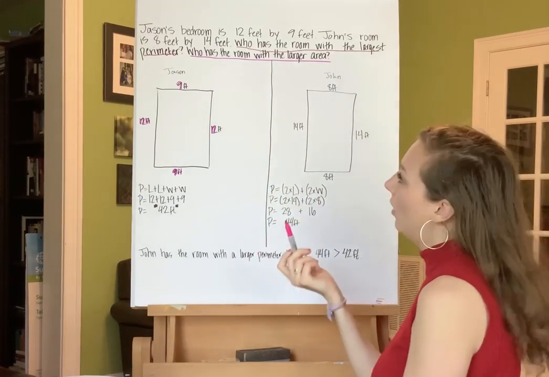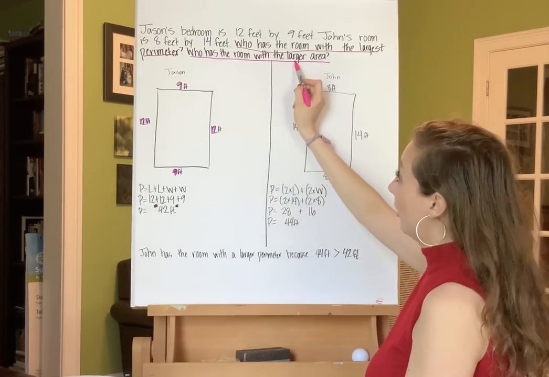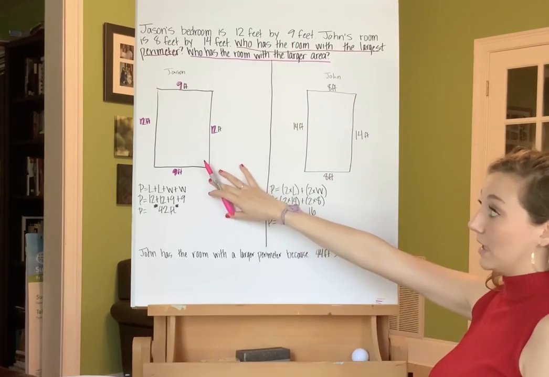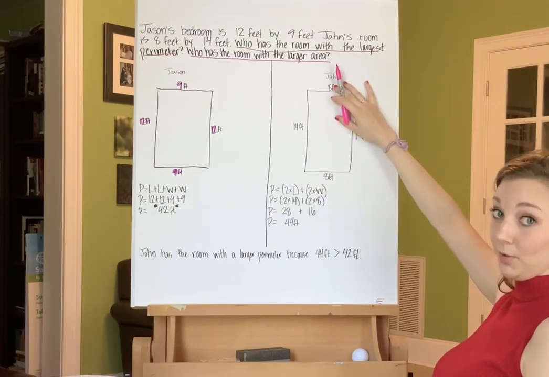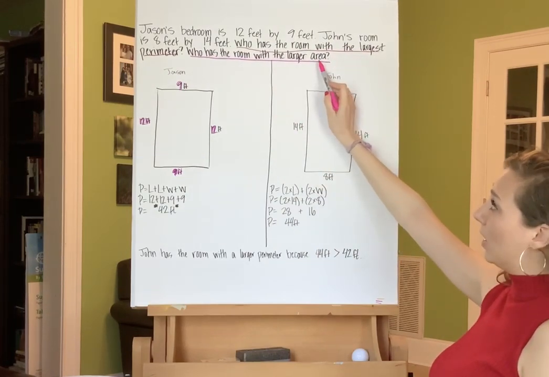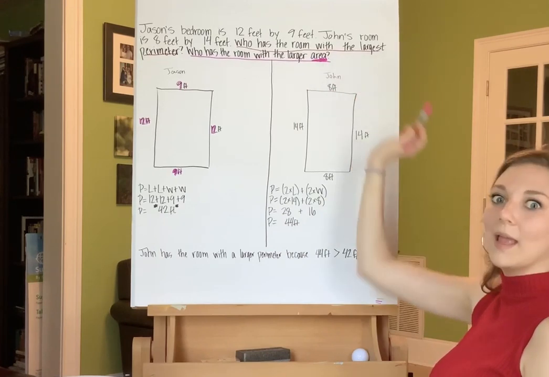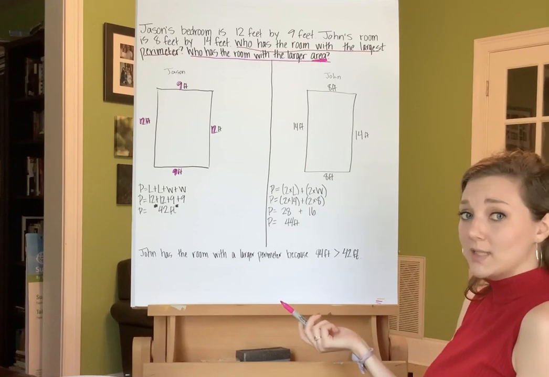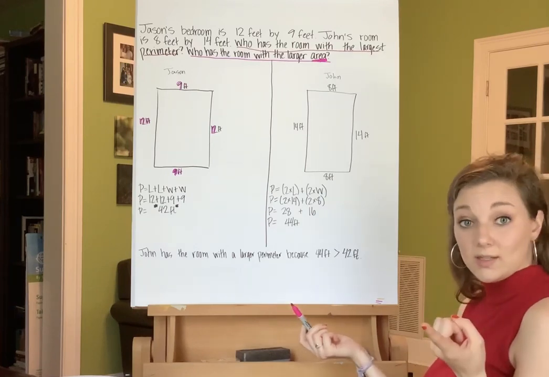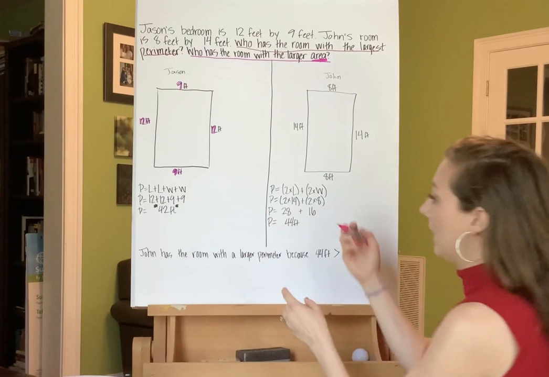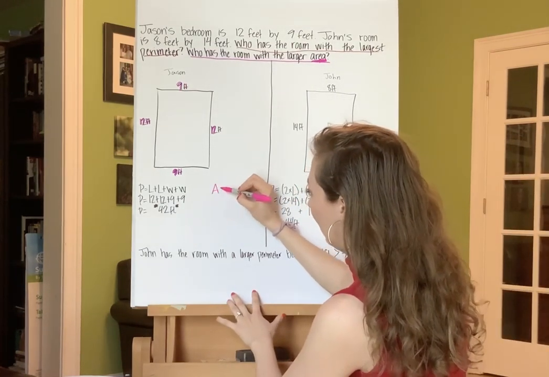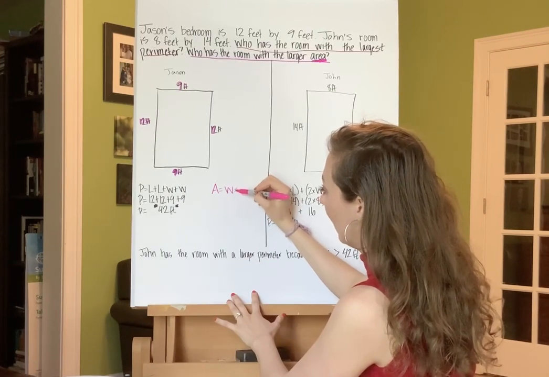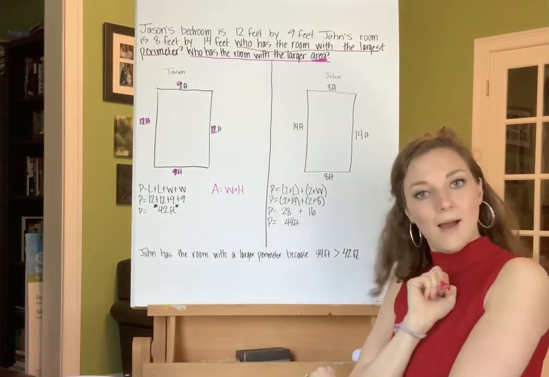So we want to know who has the room with the larger area. So again, we're comparing larger. We're going to be comparing Jason's bedroom and John's bedroom, right? And we want to know what are we trying to find? Area. So how would we go about finding the area of Jason's bedroom? First, we need to start with our fancy formula for area, right? Area, A, equals width times height.